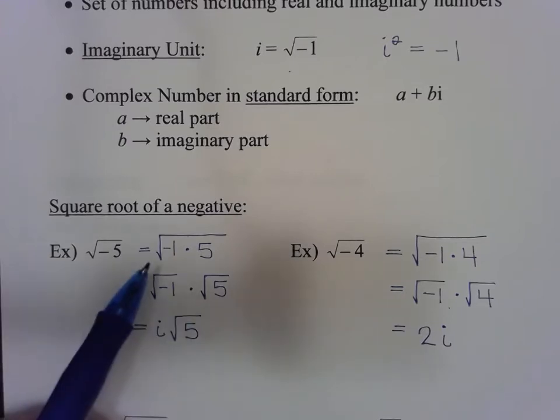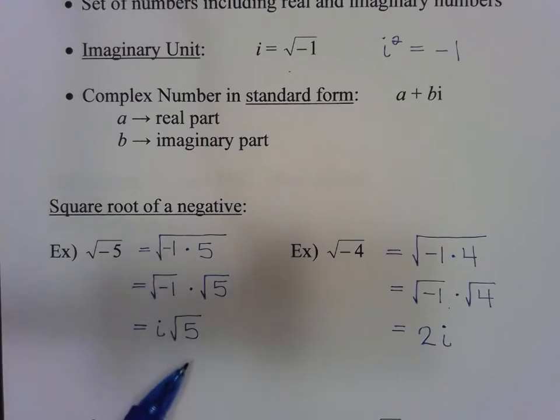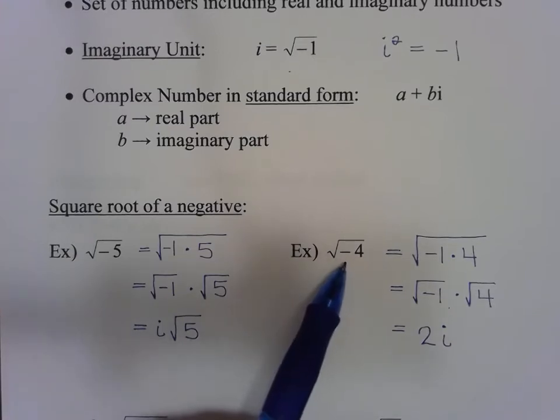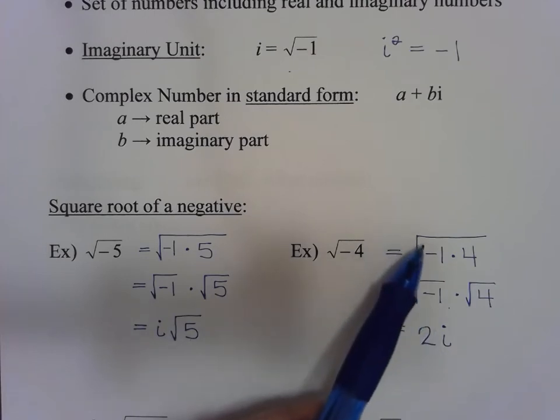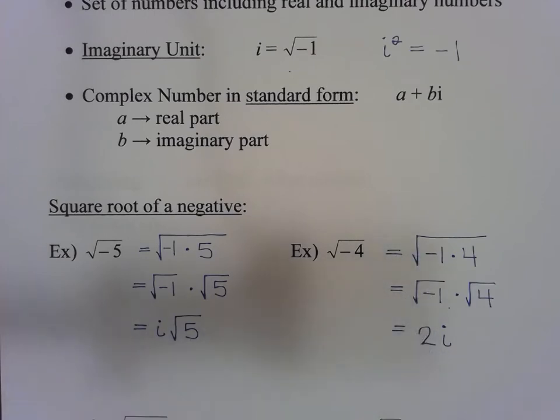All right, so this is just to get us started so you can see the logic for where the i comes from. But from now on, anytime we see the negative under the square root, we're just going to automatically bring out the i. We're not going to go through these steps every time.